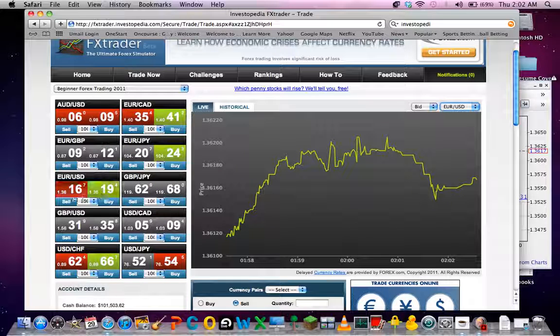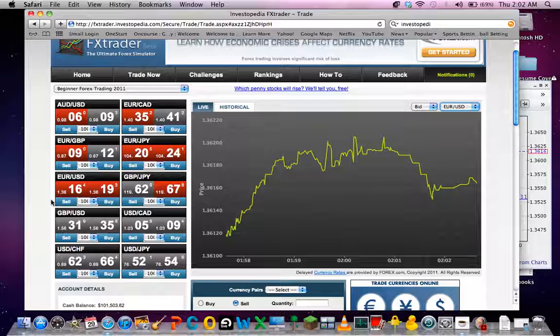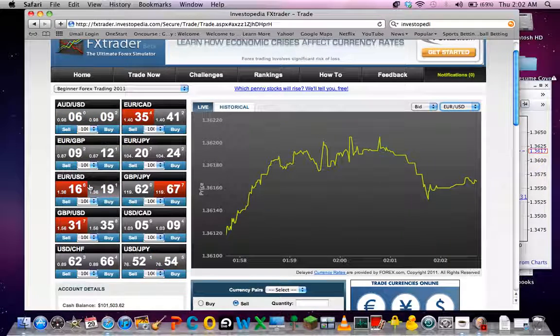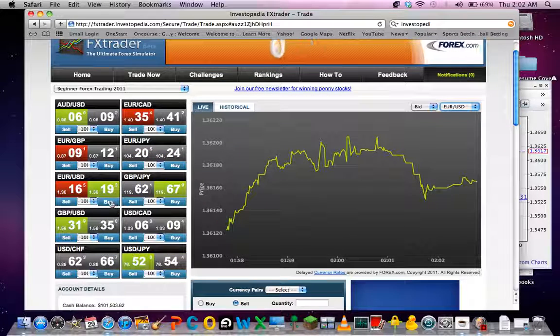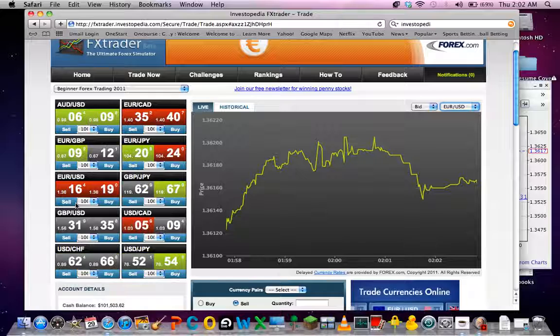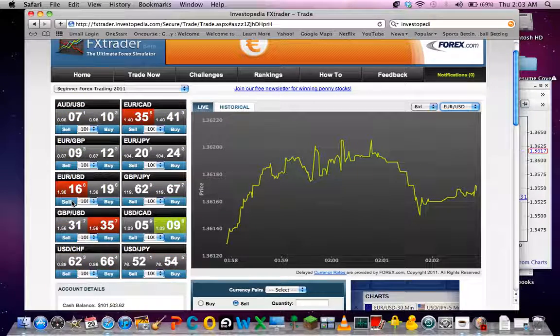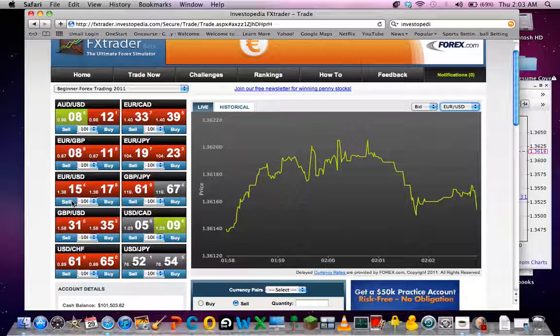This difference here is how the platform makes their money. Instead of charging commission, they charge what's called the spread, which is this difference here, and that's really how they make their money on every trade. So let's say I bought right now for 19 and I sold the same second for 16, I would be down 3 pips. That 3 pips is basically the automatic commission that the platform is taking.